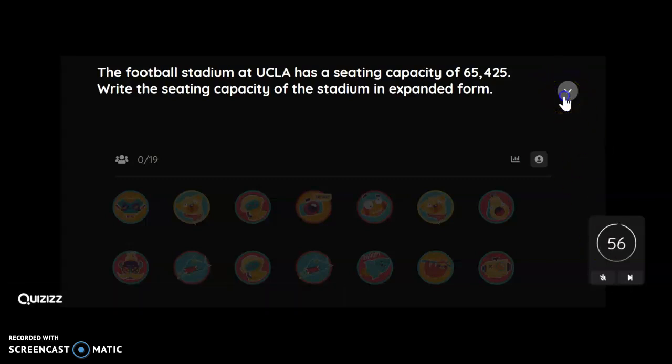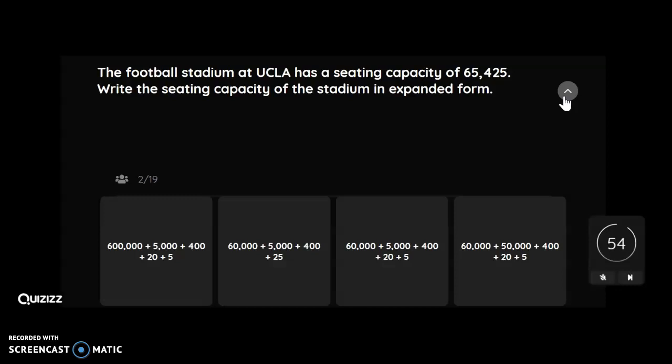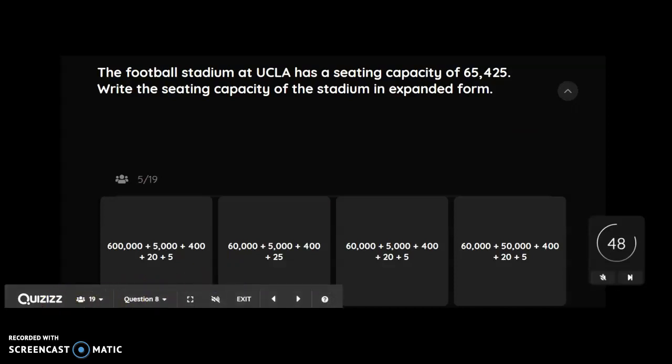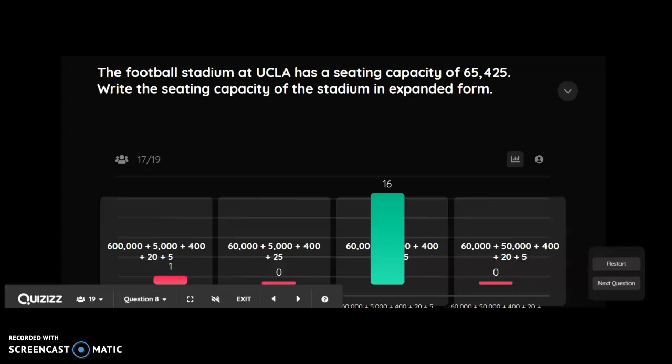Okay, next question. This is going to be talking about the stadium seating again. The football stadium at UCLA has a seating capacity of 65,425. Write the seating capacity of the stadium in expanded form. Okay, so when we write a number in expanded form, we're going to tell the value of each digit by itself. So you have 6 10,000s, so 60,000 plus 5,000 plus 400 plus 20 plus 5. Remember that each digit has its own value.